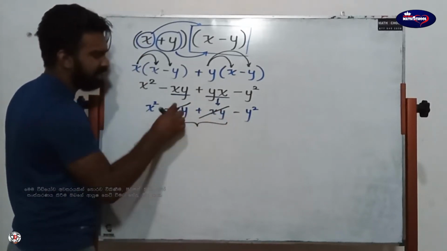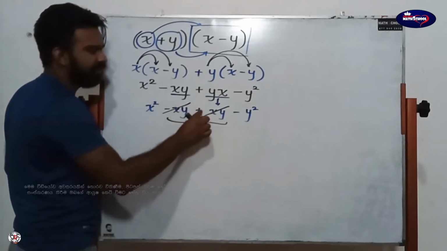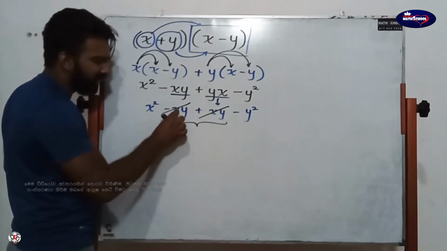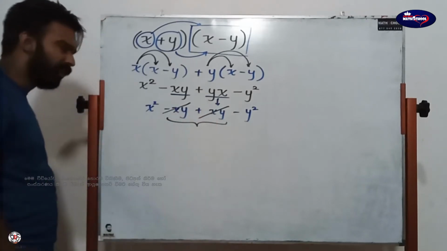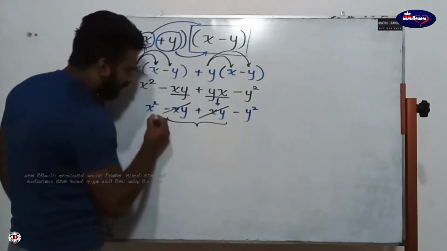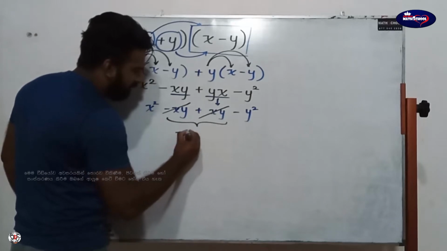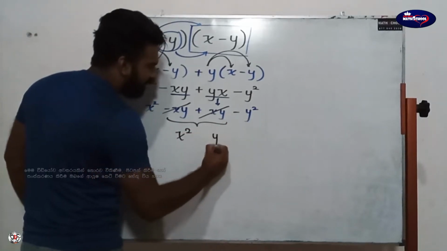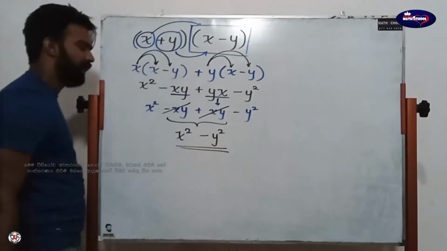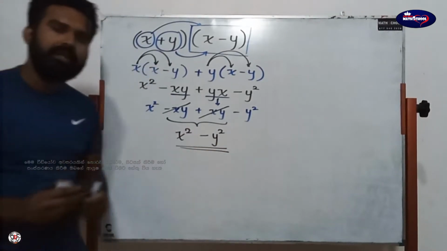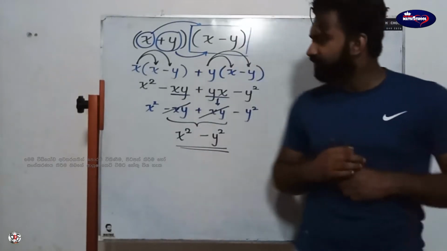If you have 5 here and if you have 5 here, this is minus 5 and plus 5. So likewise you have minus 1 here and plus 1 here. So these two will be gone off. So the remaining parts will be x squared will be remaining here and y squared will be remaining here. Y squared is minus. So the answer we can obtain it as x squared minus y squared, right?